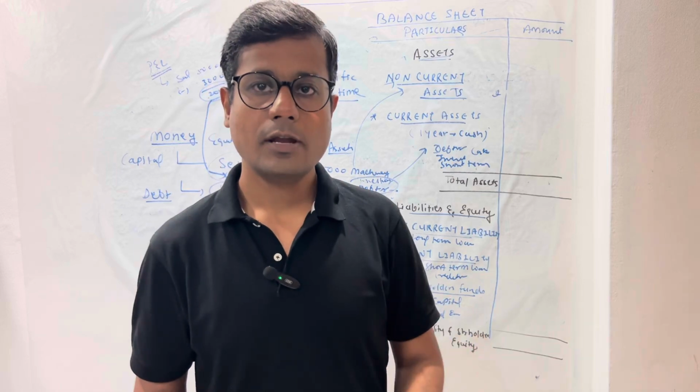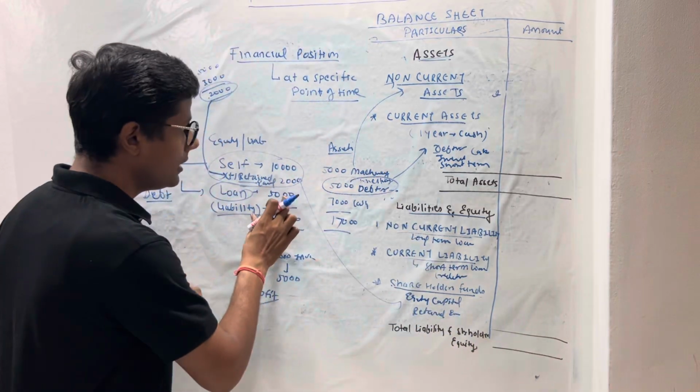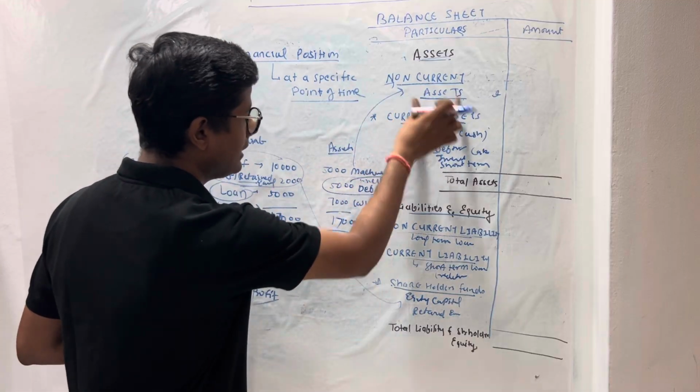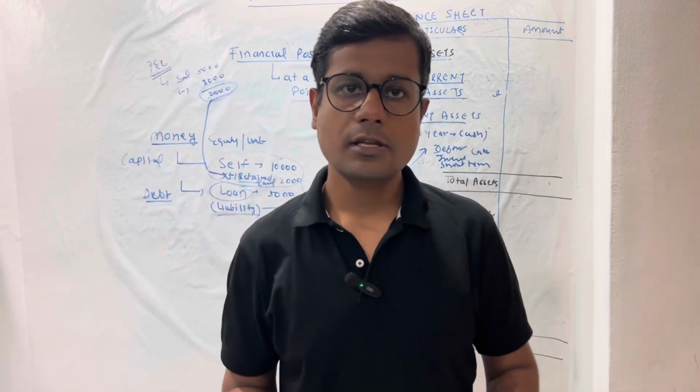What are the different elements and how, based on our business sense, we can map different elements to the different categories here, right?